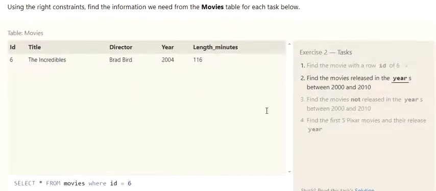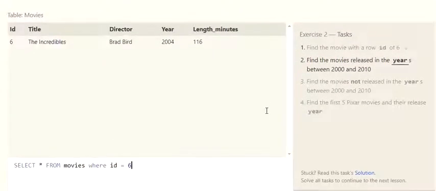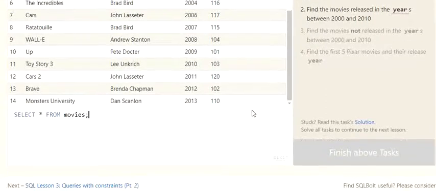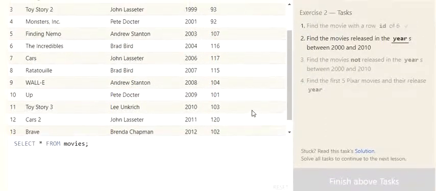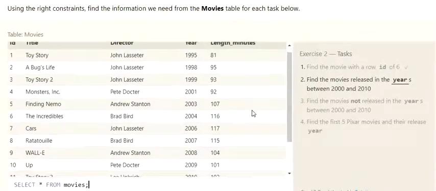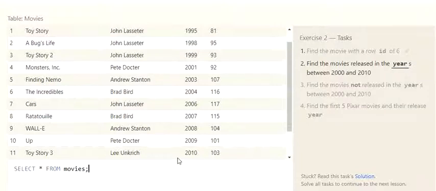So here is the exercise. I will be performing the same exercise in front of you. So these are the questions, these are the points we will be performing. This is the database, and in this database we are putting our queries and getting the results.